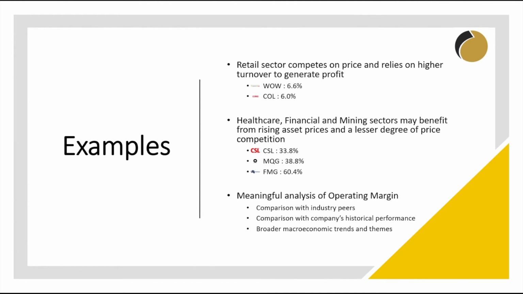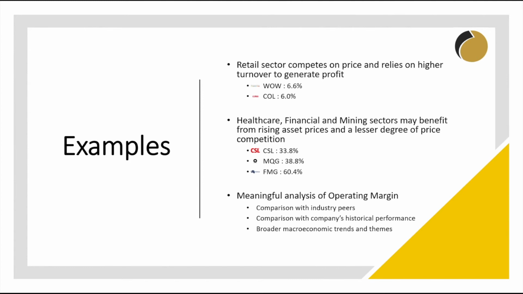Now, it's important to keep in mind that what constitutes a normal, or good, or bad operating margin is very much dependent on the particular industry or sector that the company is in. For instance, companies in the retail sector tend to display lower operating margins as they compete on price and rely on higher turnover to generate profit. For instance, in the 2019 financial year, Woolworths Group had an operating margin of 6.6%, while Coles Group had an operating margin of 6%.